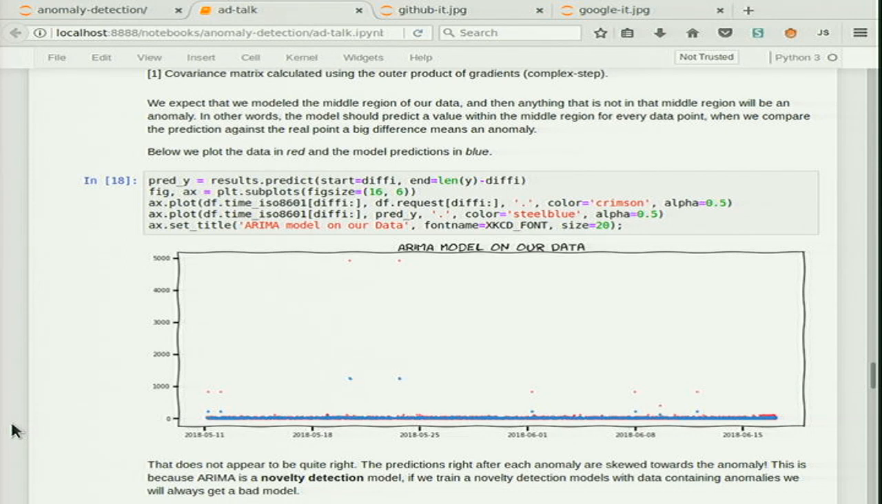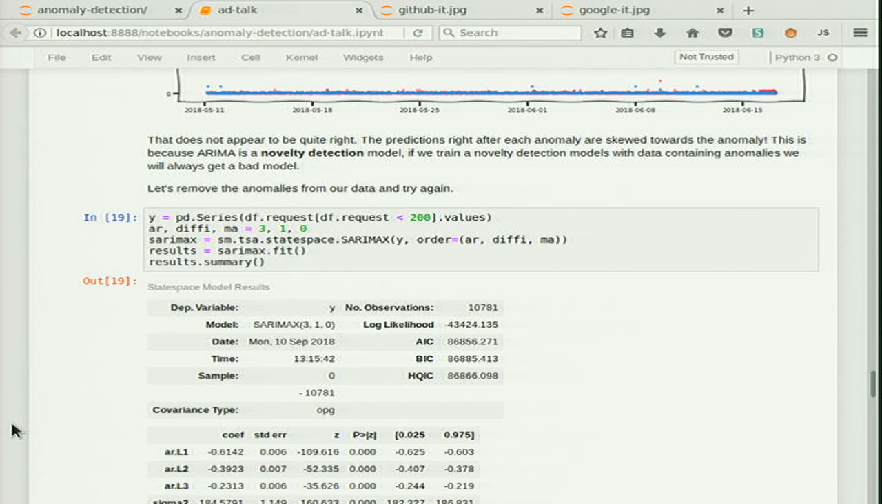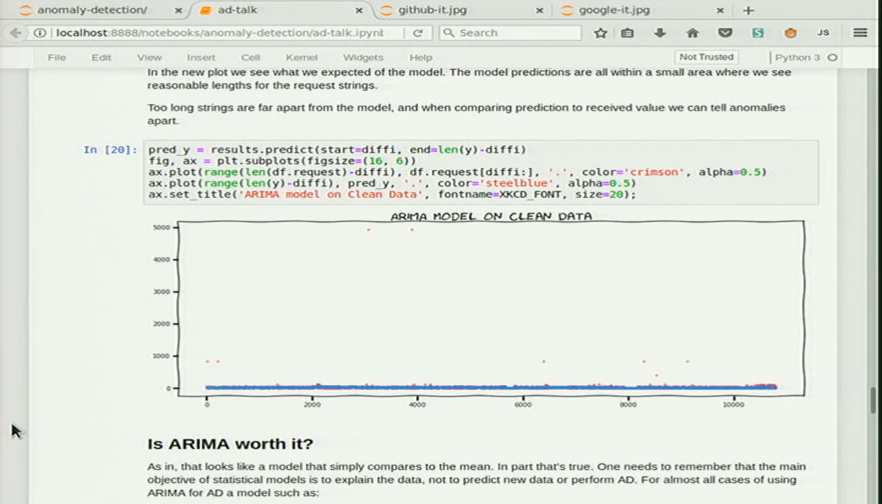So this is one thing I would like to tell you, because this is the first mistake everyone makes doing anomaly detection. You just throw data at it, which is wrong. ARIMA is a form of detecting novelty, so you can only train it with normal data. So we cheat, we remove the anomalies, we throw away the points that are above, train again, and we have what we expect. So every time you subtract a red dot from a blue dot, and it's considerably different, you have an anomaly.